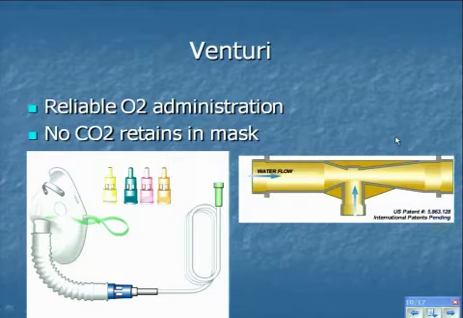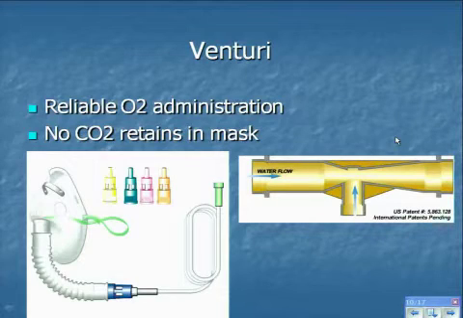So you can change two things. You can actually have variable Venturis where you can change the hole size and it'll tell you how much flow you should be delivering. So you have to pay attention to the flow the oxygen is set at, and then you open it up based on how much FiO2 you want to get into that patient.